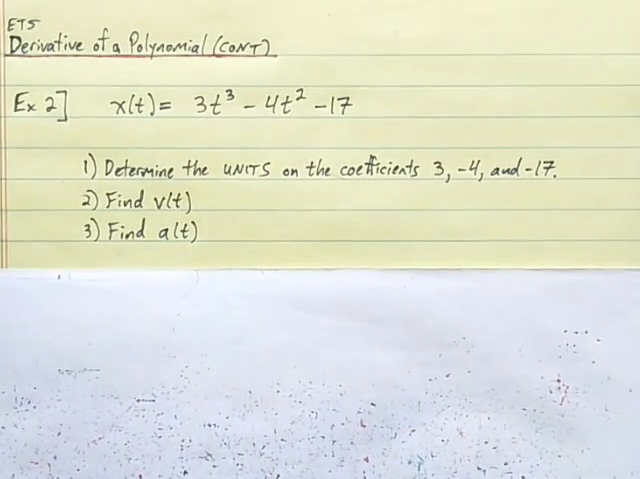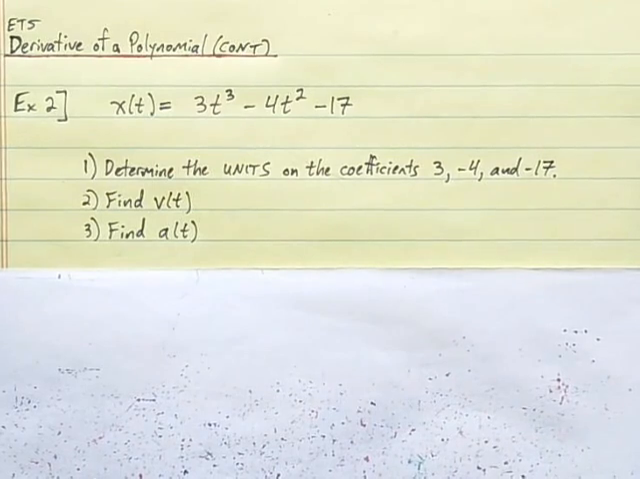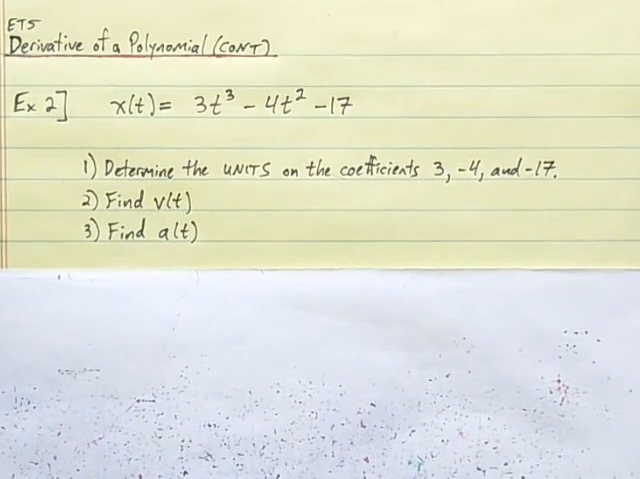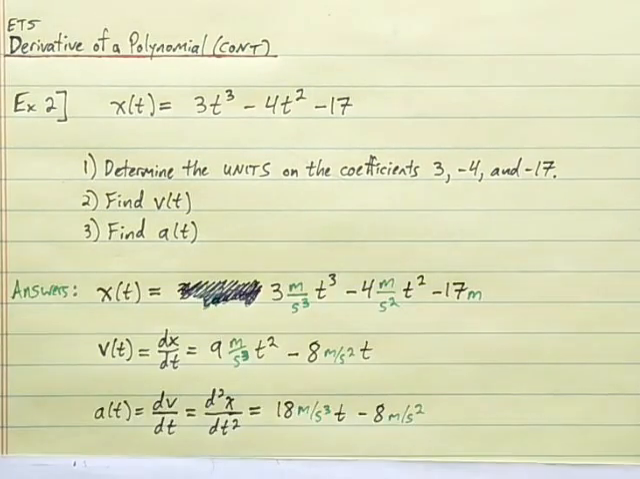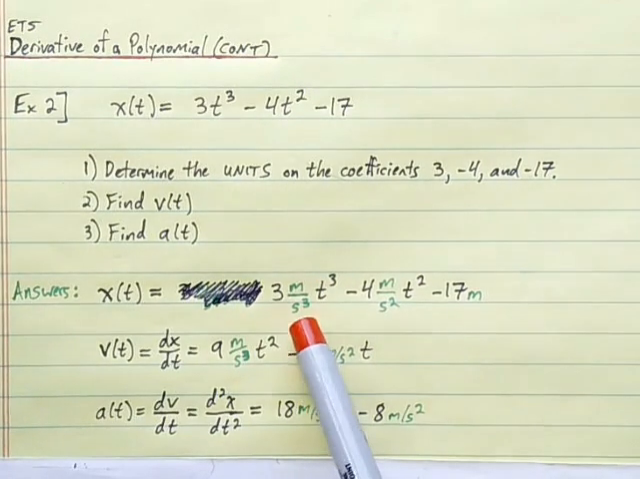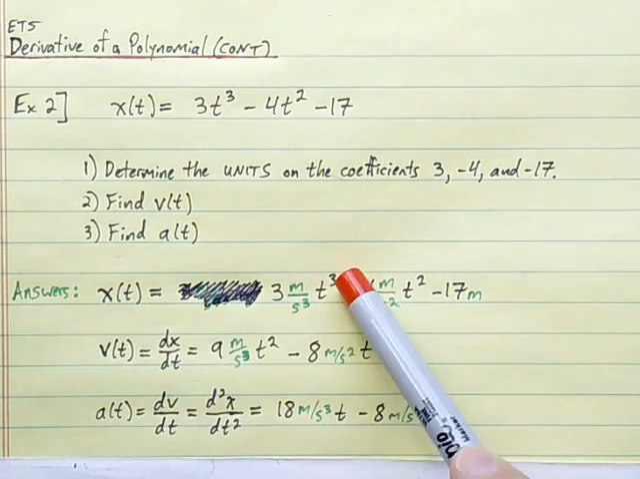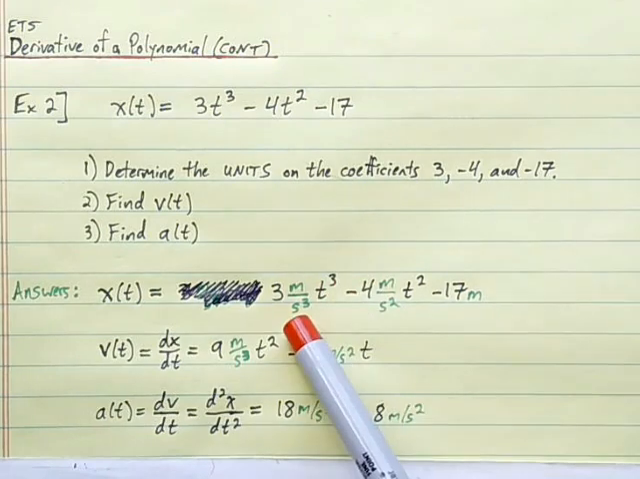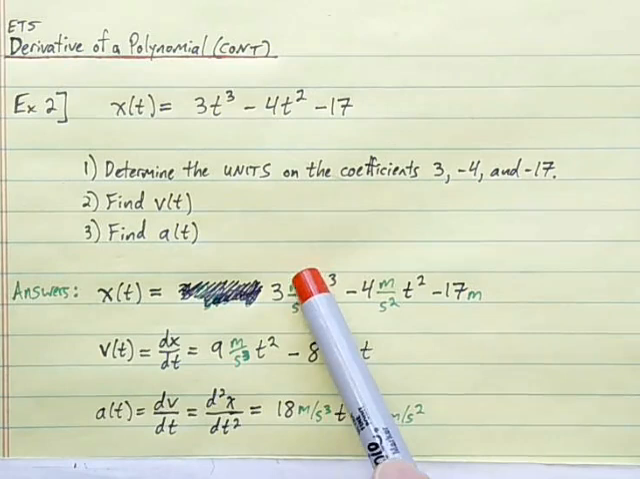Did you pause it? Pause it. Work it out. Ready? Okay, here's the answers. First of all, our units on the 3 are meters per second cubed, so that when we multiply by seconds cubed, it cancels with the seconds cubed there and gives us meters.